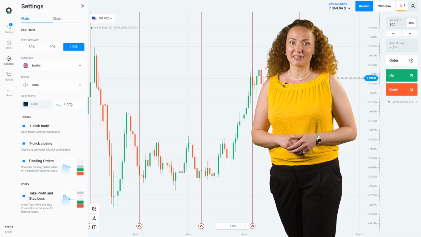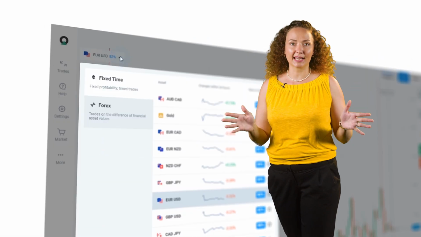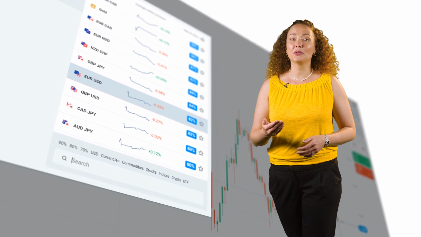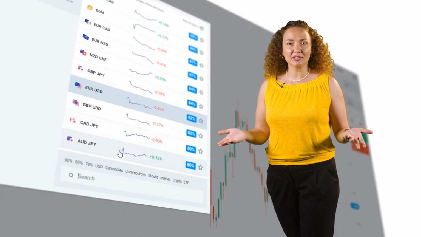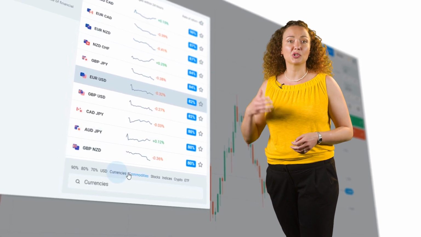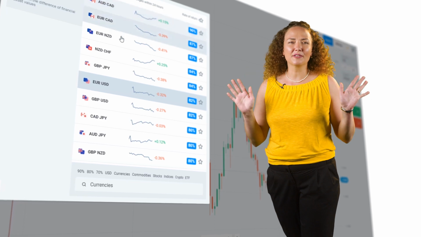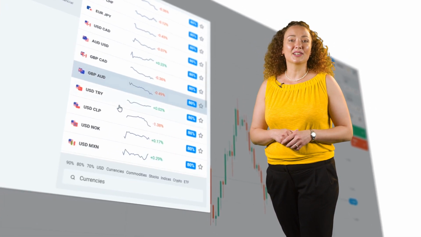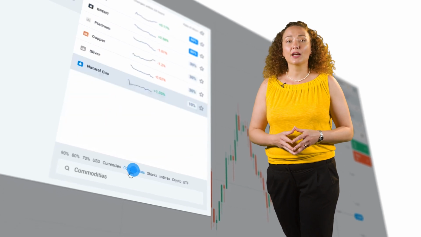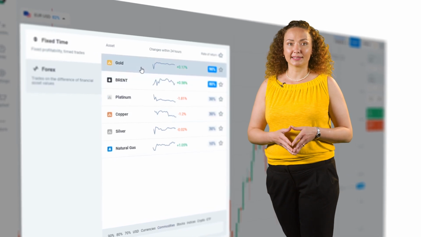First, let's talk about different assets. Here in the upper left corner is where you will find all the different assets or financial instruments that you can trade on the Olymp Trade platform. You can choose to trade different cross-currency pairs, which is a comparison of how much one country's currency is worth compared to the other. There are a lot of different countries and mixed cross-currencies to choose from. There are different commodities, and these are resources such as Brent oil, gold, silver, and natural gas.